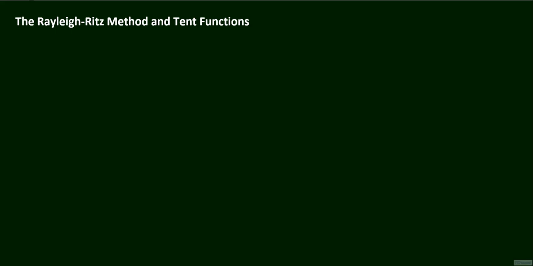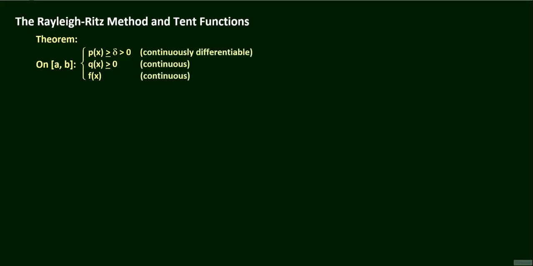In this lecture, we introduced the Rayleigh Ritz method for finding an approximate solution to a second-order boundary value problem. For the boundary value problem on the finite interval from x equals a to x equals b, we take a function p of x which is at least as big as some positive value delta, a non-negative function q of x, and a third function f of x. We require that p prime, q, and f are all continuous on the interval.